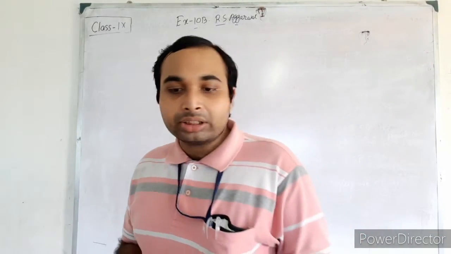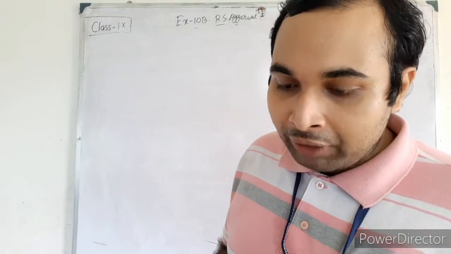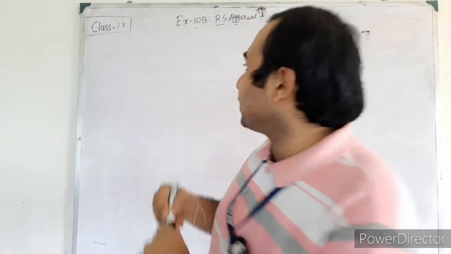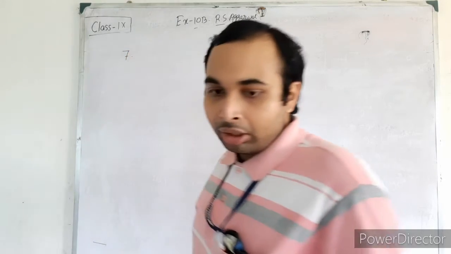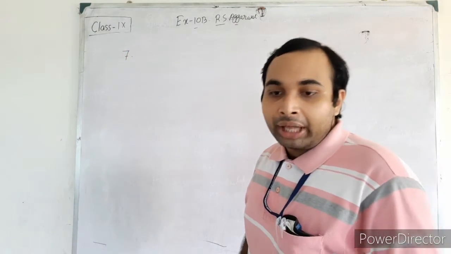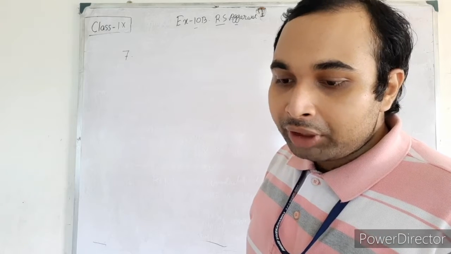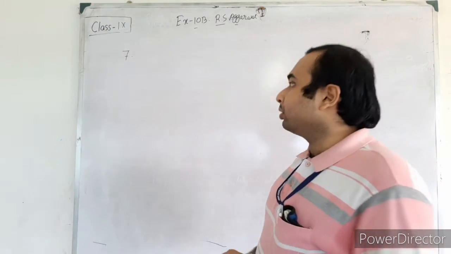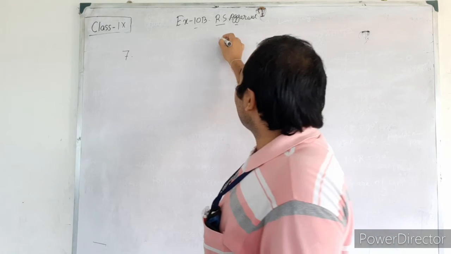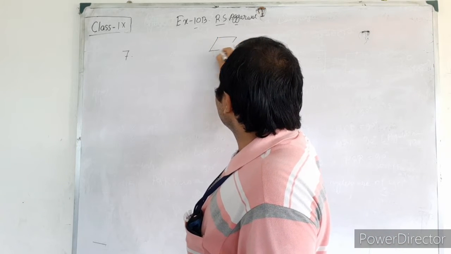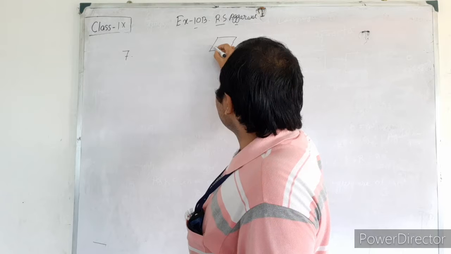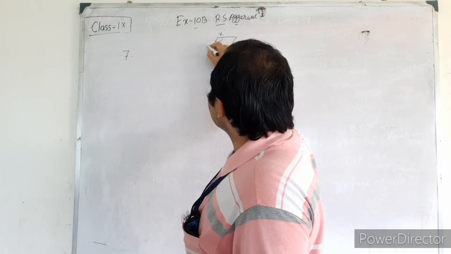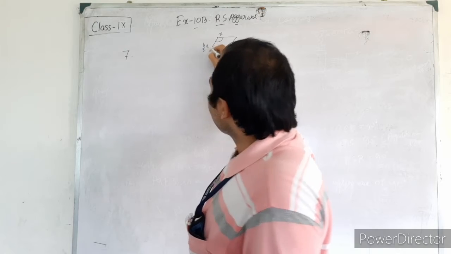In exercise 10B, the first problem I want to do is number 7. If an angle of a parallelogram is 4/5 of its adjacent angle, find the angles of the parallelogram. If we draw a parallelogram here, and this angle is x, then the adjacent angle is 4/5 x.